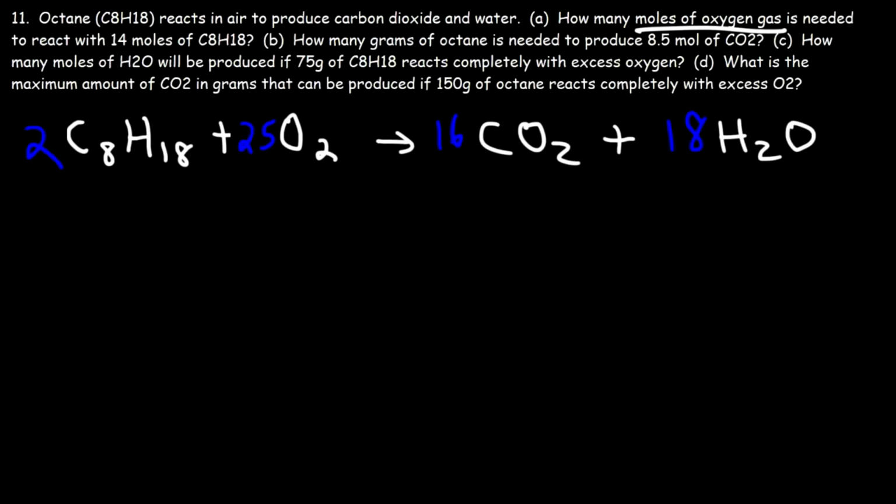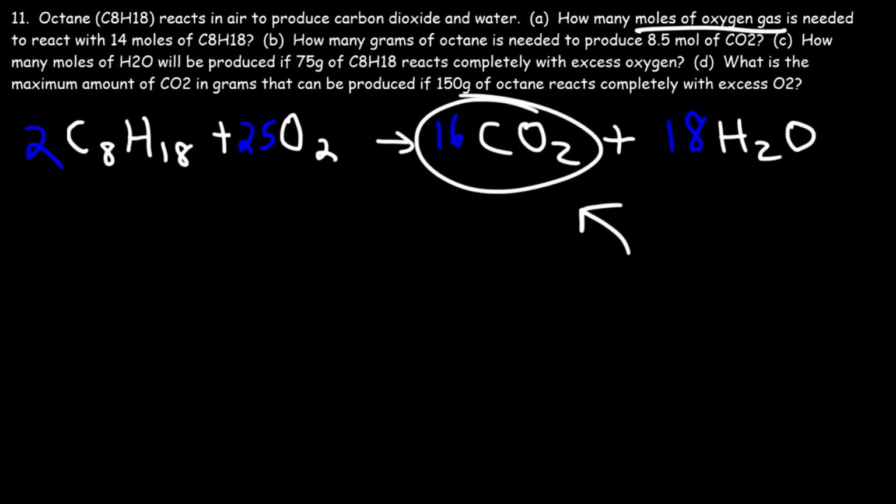What is the maximum amount of CO2 in grams that can be produced if 150 grams of octane reacts completely with excess oxygen? Now, anytime you wish to calculate the maximum amount of product that can be produced, it could be in moles, but usually it's in grams. That represents what is known as the theoretical yield.